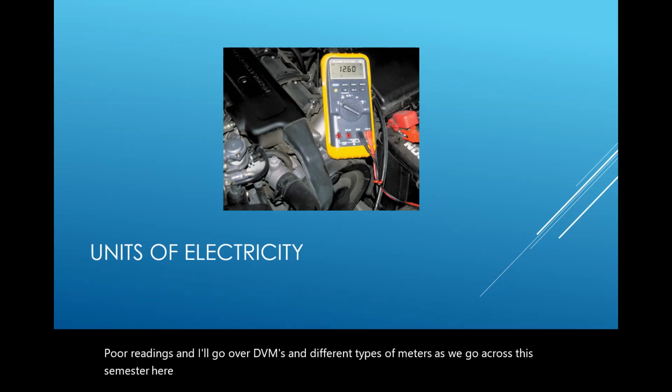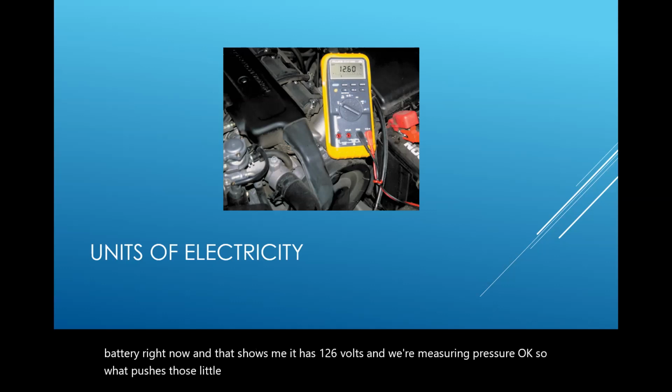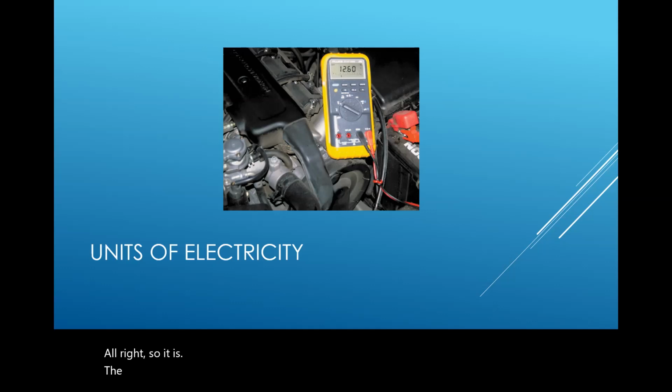So if I look at this and I see 12.6 volts, which tells me it's probably measuring a battery right now, and that shows me it has 12.6 volts, and we're measuring pressure. Okay, so what pushes those little electrons from one direction to another is pressure. All right, so the electromagnetic force, or what we call EMF, is another way to say voltage.